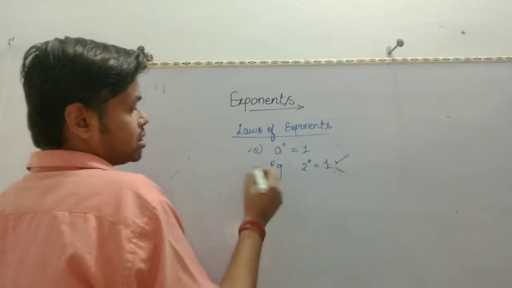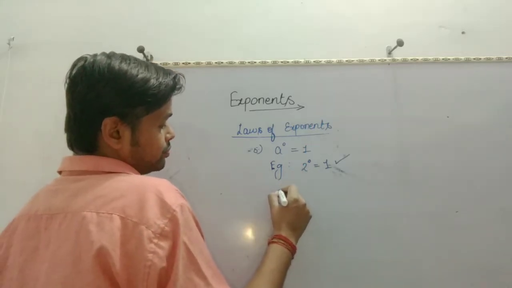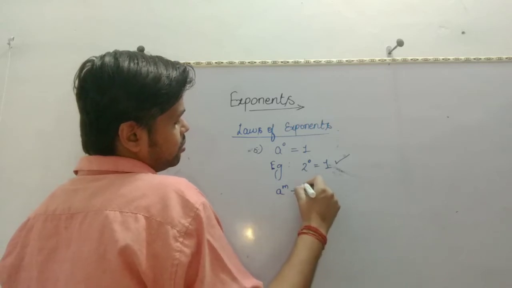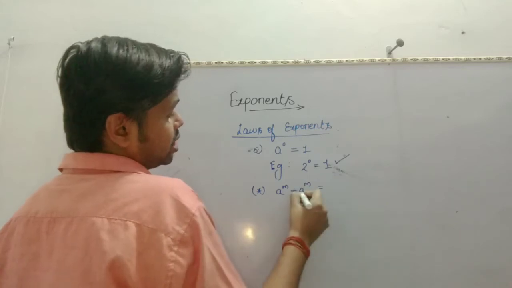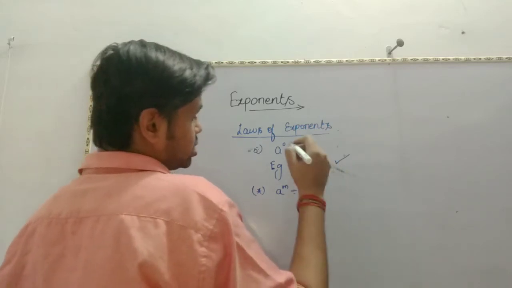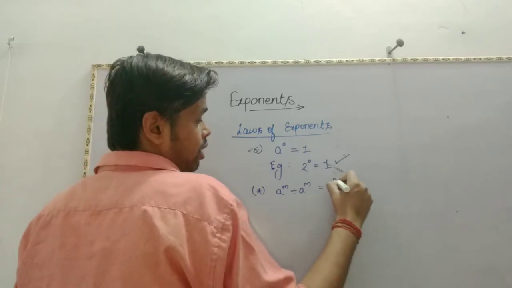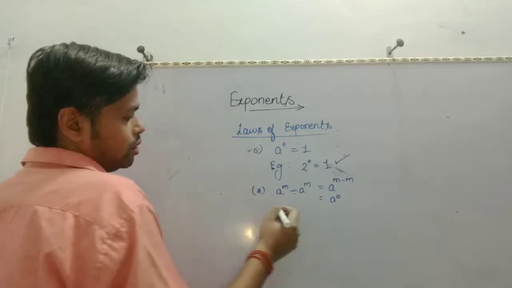Let us understand how it comes to be 1. Suppose a to the power m needs to be divided by a to the power m. What does this mean? Bases are same, so power will be subtracted because it is a case of division only. So a to the power m minus m, that is a to the power 0.